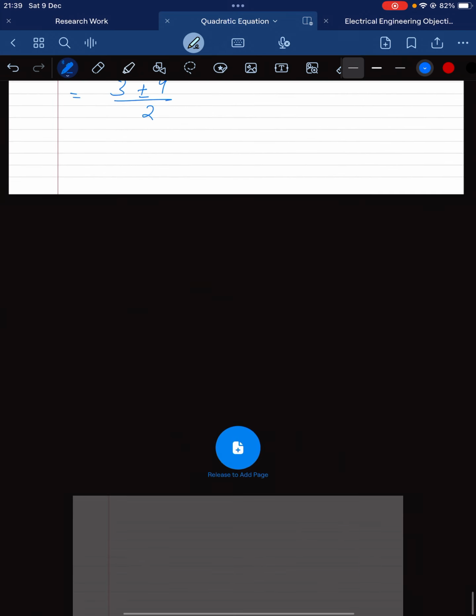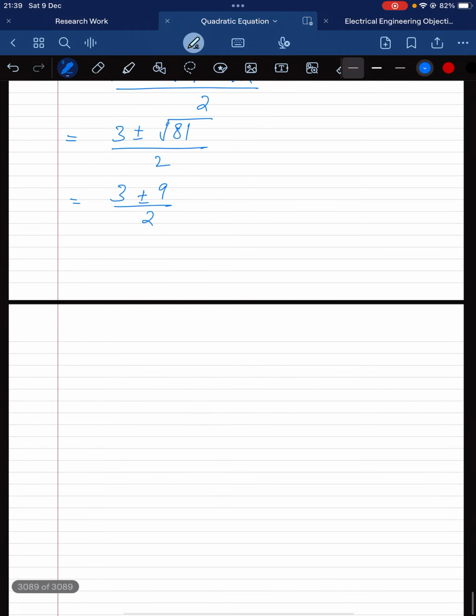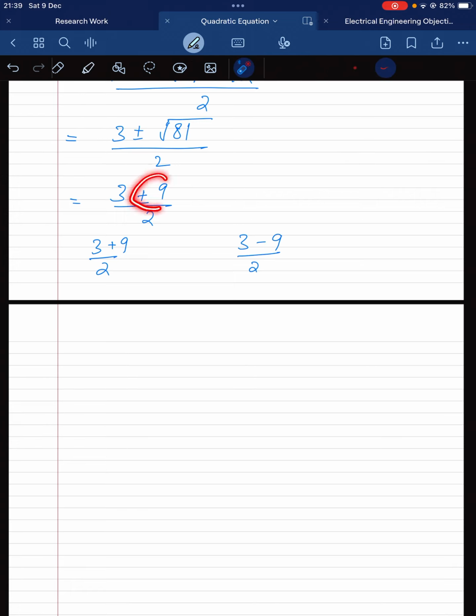Now what we need to do, we just need to write one time as positive, 3 plus 9 over 2, and one time as negative, 3 minus 9 over 2. We are just changing the sign of 9. 9 has the plus minus, so this is the positive 9 and this is the negative 9, and the remaining quantities are the same, 3 over 2 and 3 over 2.